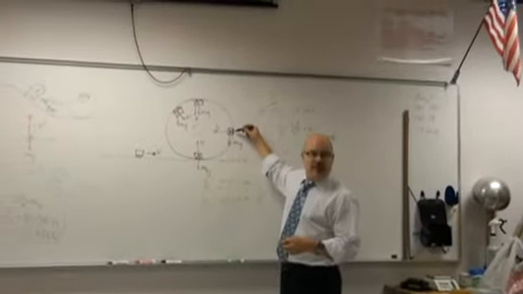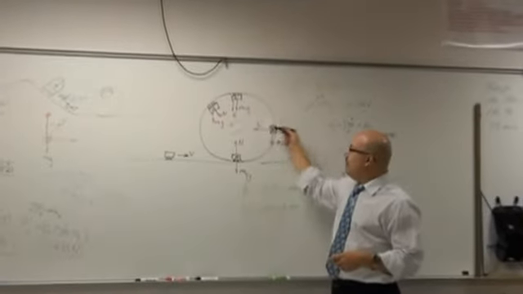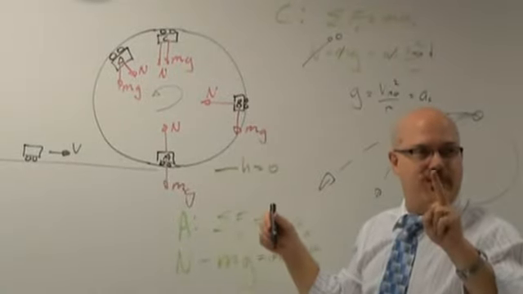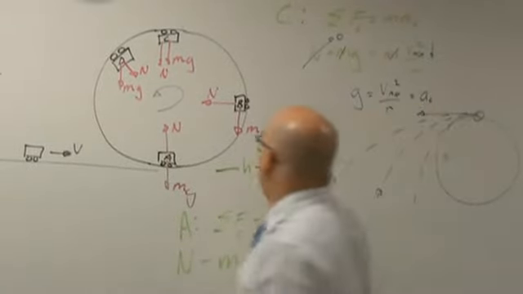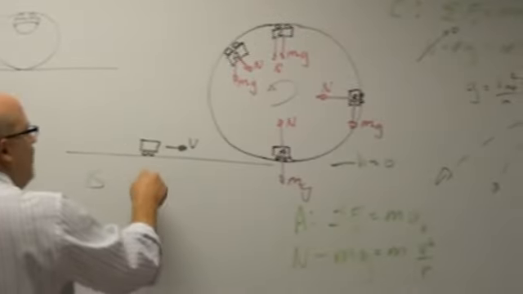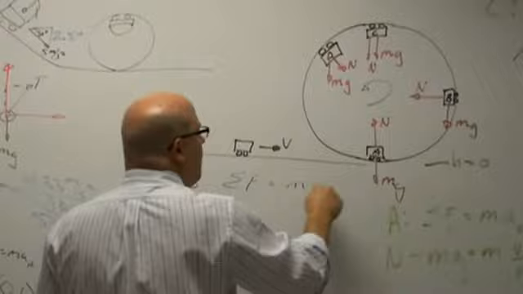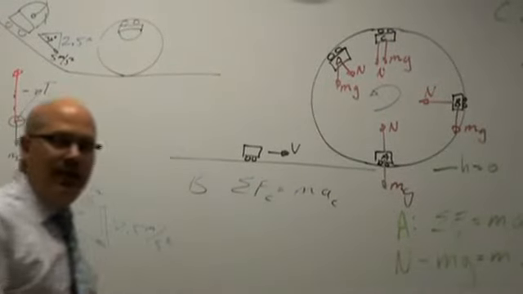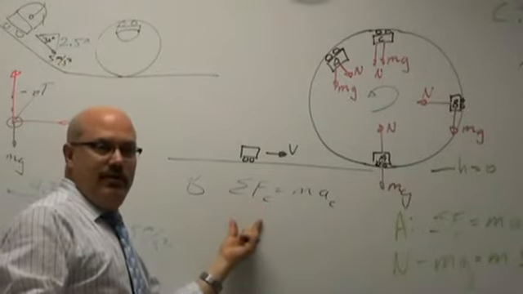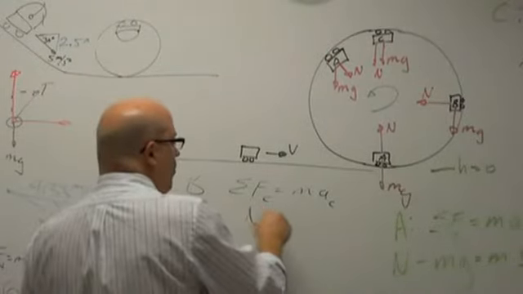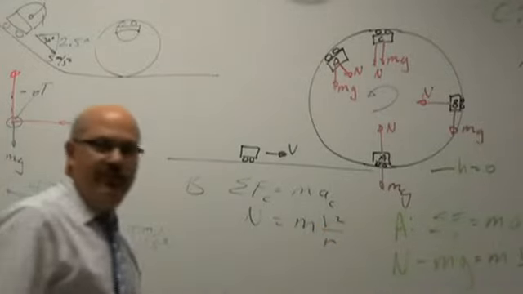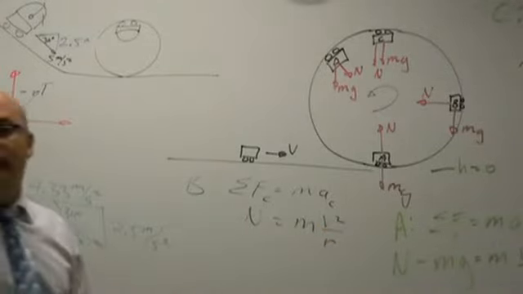Okay, this object right here, it's got a force towards the center, but it's also got a force this way. So it's got two types of acceleration at once, all right? So if we look at point B, we can do sum of the forces equals ma towards the center. And what forces do we have towards the center? Just the normal. And that equals mv squared over r. And that would be your normal force at that spot.